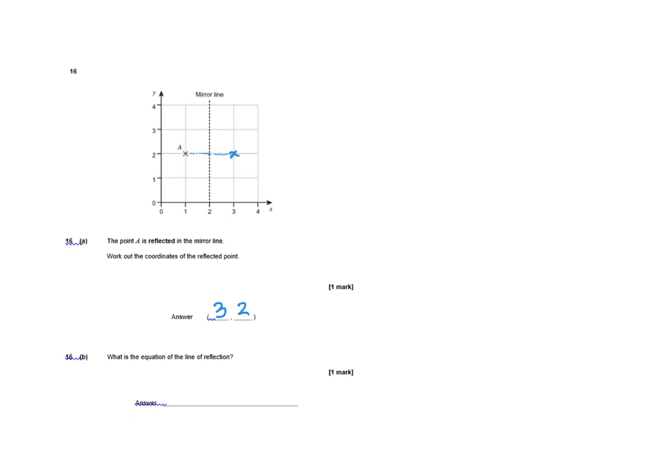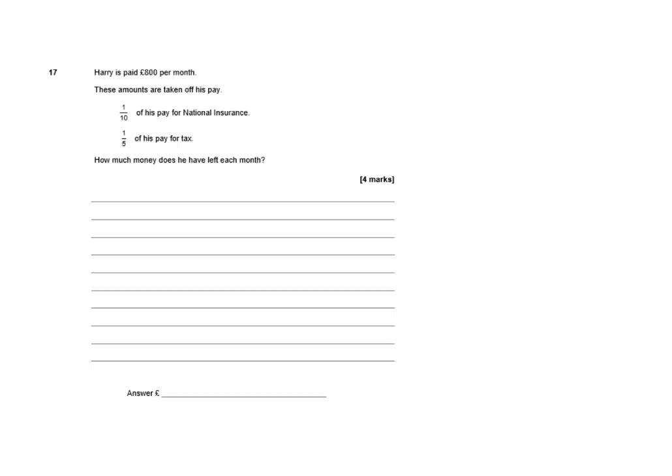The equation of the line of reflection. So if you think of the points on that line, that point there would be 2, 1. That point there would be 2, 2. That point there would be 2, 3. What you can see is that first number is 2 all the time. That's the x number, so x equals 2 is what you want there.